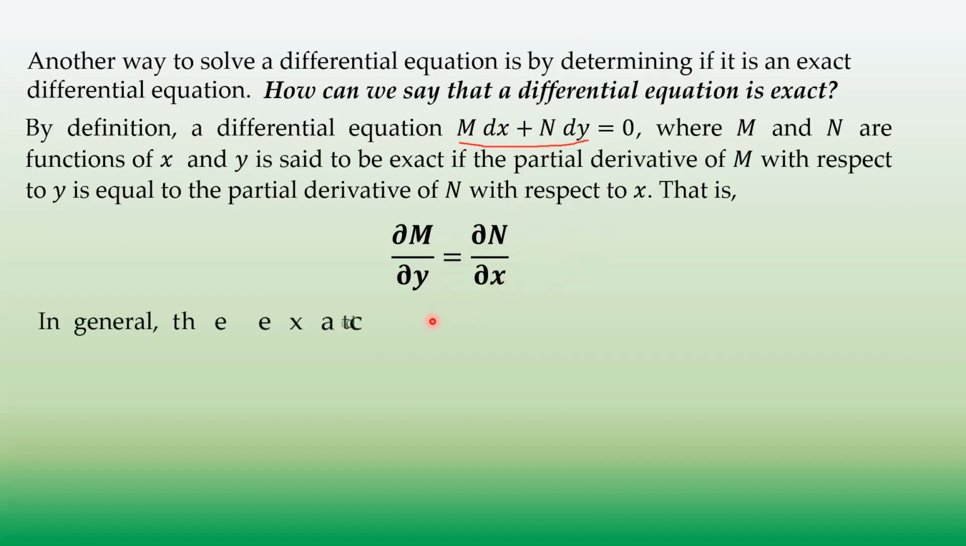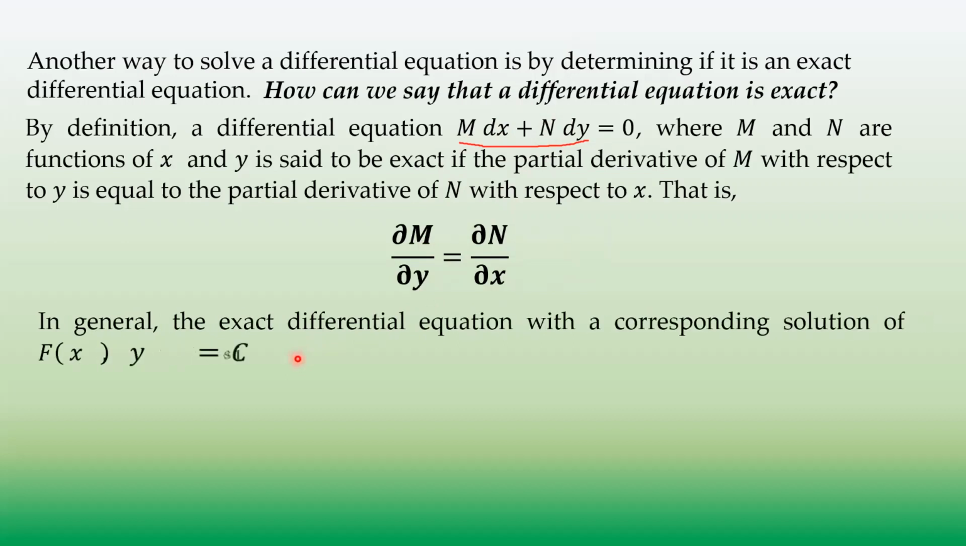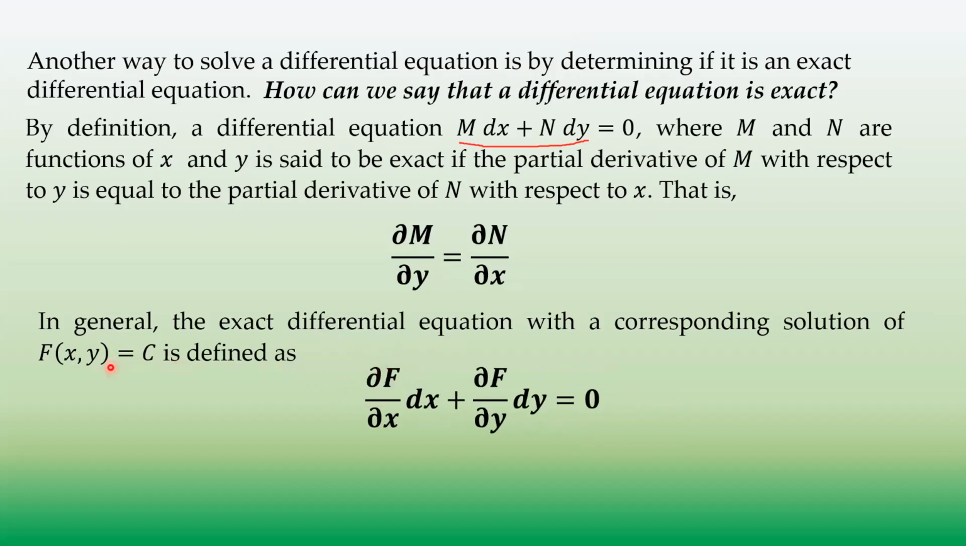Okay. So in general, we have another definition for exact differential equation with a corresponding solution of f of x,y equals c. The exact differential equation is also defined as the partial derivative of f with respect to x dx plus the partial derivative of f with respect to y dy equals 0. So from our pattern M dx plus N dy, we can see that M is the equivalent of the partial derivative of f with respect to x, and N is the equivalent of the partial derivative of f with respect to y.